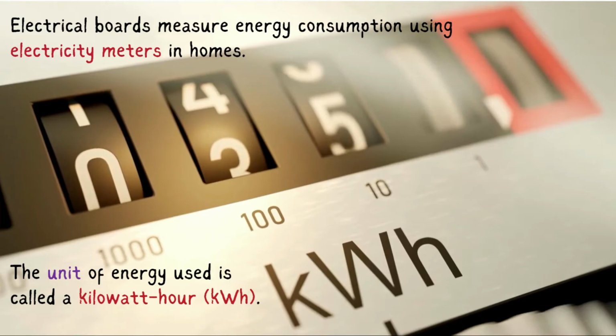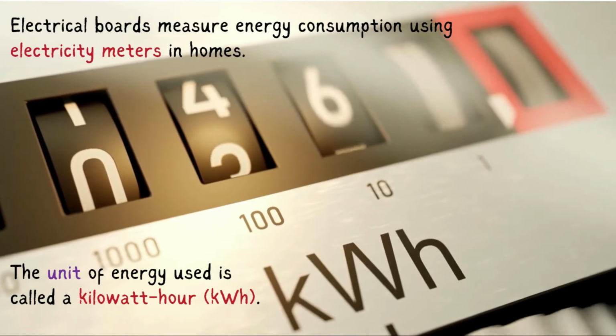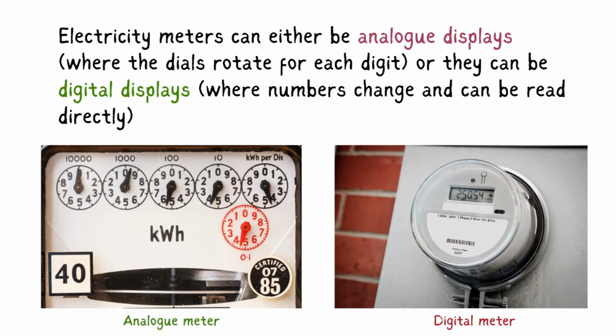Electrical boards measure energy consumption using electrical meters in homes. The unit of energy used is called a kilowatt hour, kWh. Electrical meters can either be analog displays where the dials rotate for each digit, or they can be digital displays where numbers change and can be read directly.